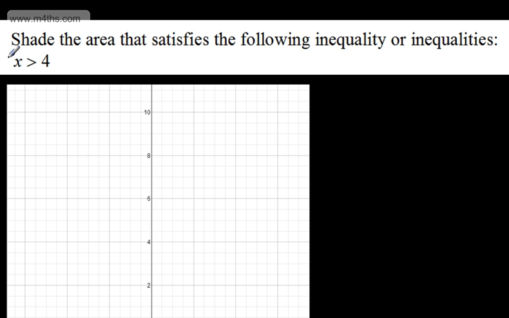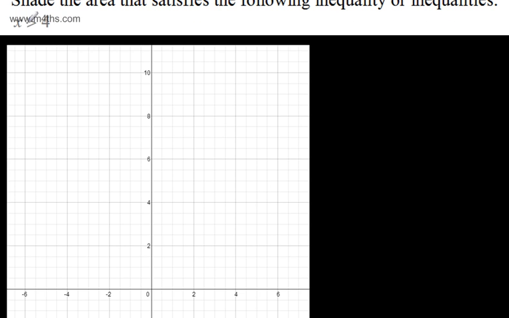We're going to start off now with one variable. So it says shade the area that satisfies the following inequality or inequalities. We've only got one inequality and this has got one variable, so it's just x. So what we want to do is now show the region that satisfies this. All we start with is drawing the line x is equal to 4. We start off with this line. We can see now that it's not included, it's a strict inequality, so I need a broken line.